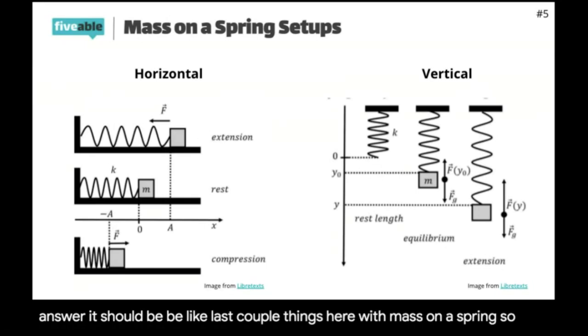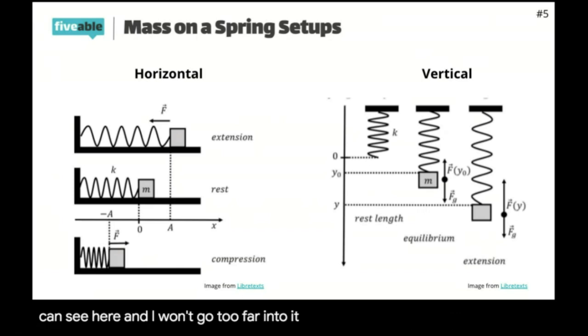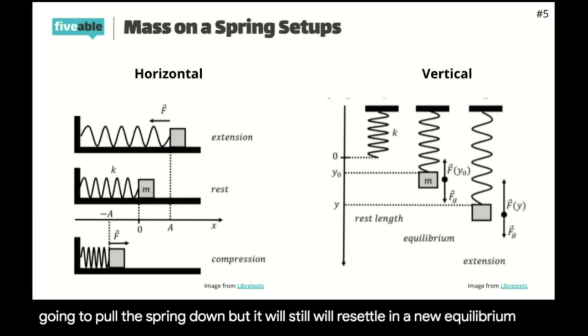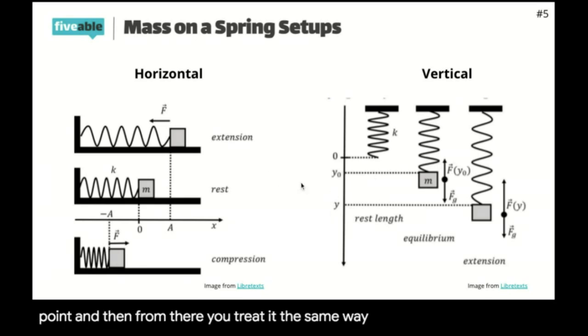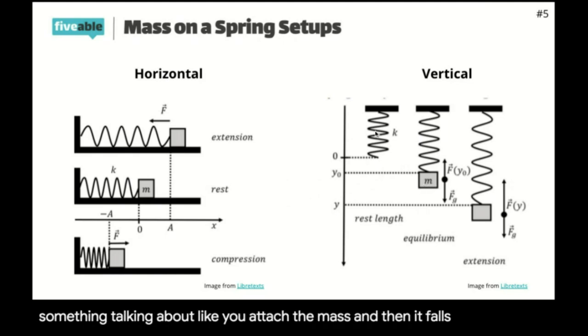Okay, and this is the last couple of things here with mass on a spring. I won't go too far into it because you can come back and pause the video or look at the slides, but you can set them up horizontally or vertically. The only difference is when you set it up vertically, you have to figure out the spring's new equilibrium point, because gravity's involved now, right? If you put a mass on it, it's going to pull the spring down, but it will still resettle in a new equilibrium point. And then from there, you treat it the same way. It's just if you see something talking about attaching the mass and then it falls, that's why.